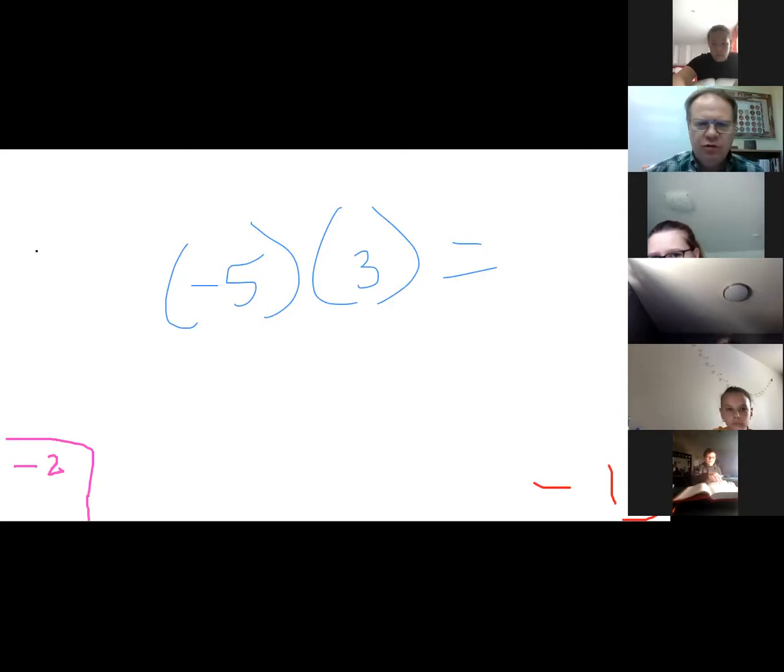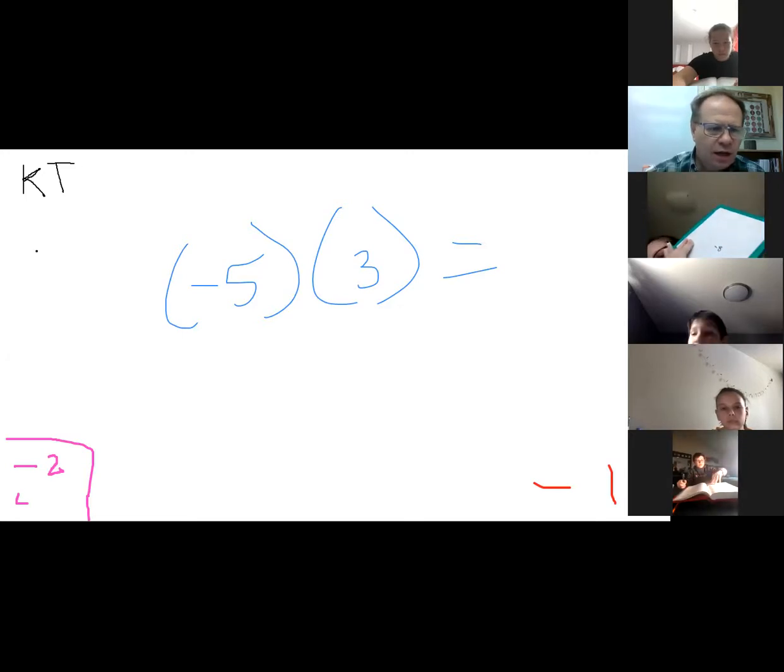Who put negative 2? Mr. Jones, what? Who put negative 2? I don't know. I see Katie up top left. I see, who's bottom right?